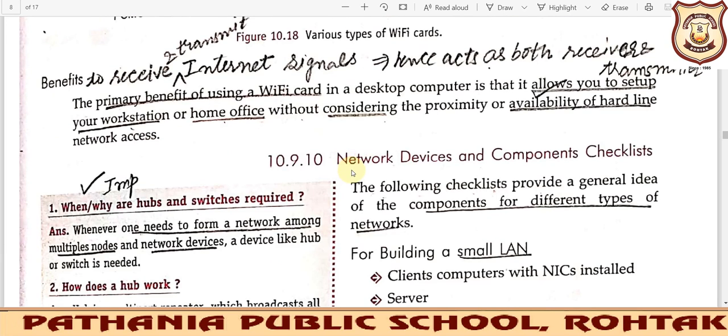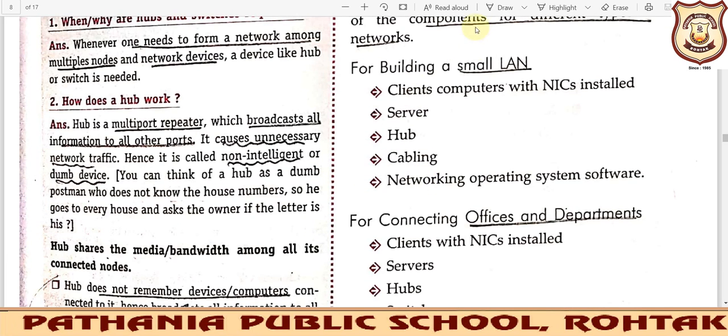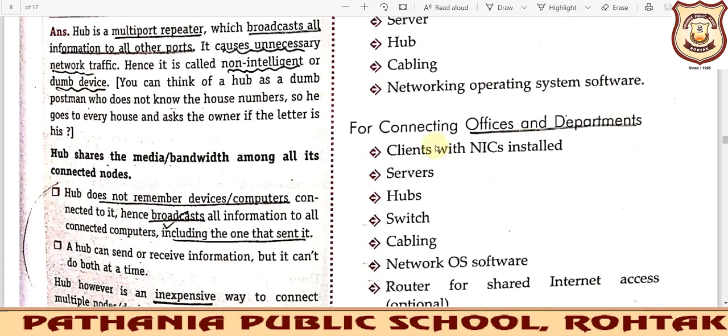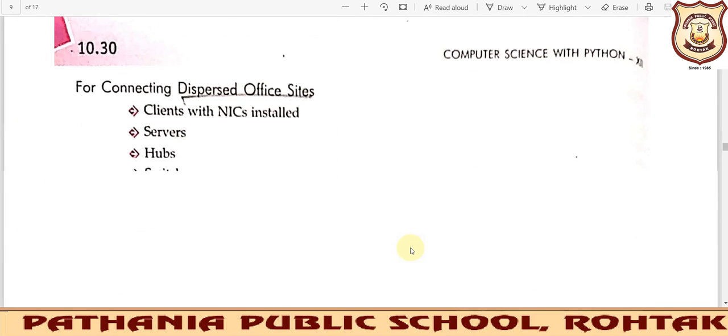Now let me give you a checklist of the components of network devices. If you are using a small LAN for a building, you must have client computers, a server, a hub, cabling, and a network operating system. For connecting offices and departments, you need clients, servers, hubs, switches, cables, a network operating system, and you may also require routers.